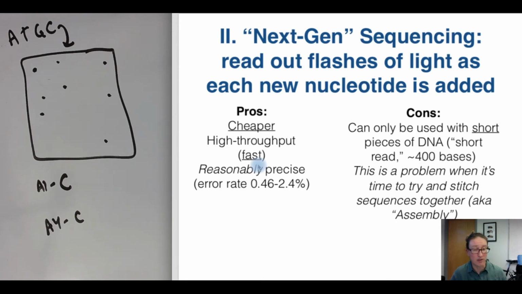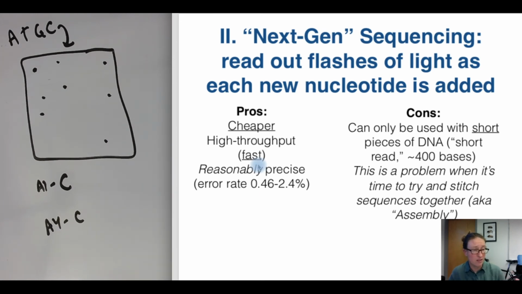So this is referred to as a short read method. The maximum sequence length you can typically read with this is about 400 bases long. By itself, that's not necessarily a deal breaker. What winds up being a deal breaker is that, after you have sequenced pieces of DNA, you need to stitch those pieces back together to figure out what's a chromosome, what's a gene.